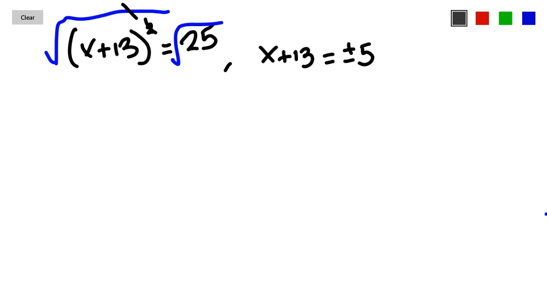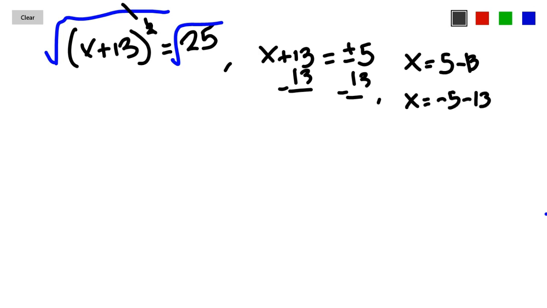In this case, I only have one more step I need to do. To get x completely alone, I subtract 13 from both sides. So x is either equal to 5 minus 13, or x is equal to negative 5 minus 13. That's where the plus and minus comes in, and these are the two equations that we end up solving. When I solve this, 5 minus 13 is negative 8, so I have x is equal to negative 8, and negative 5 minus 13 is negative 18, so I have x is equal to negative 18.